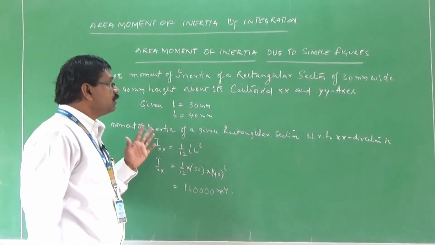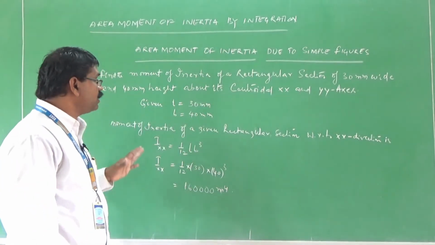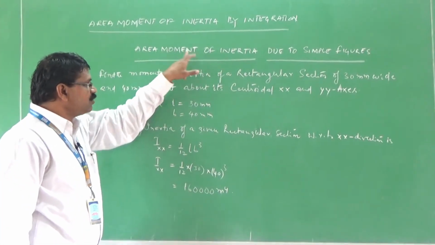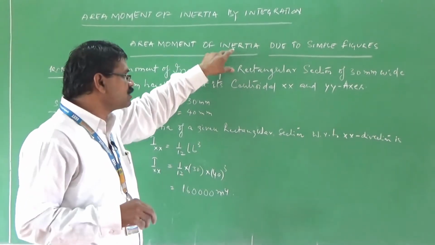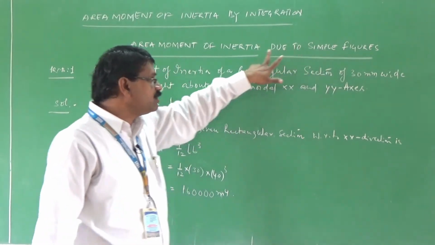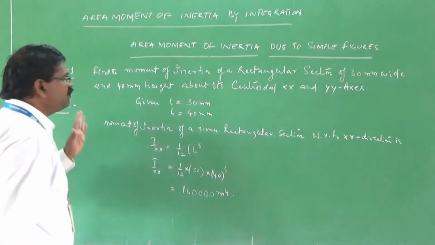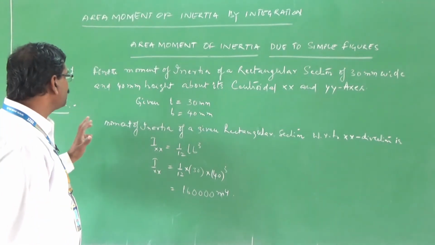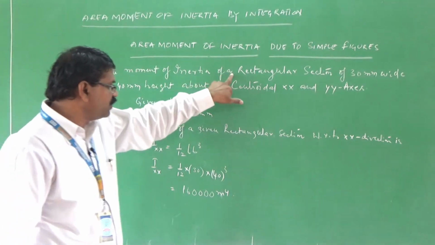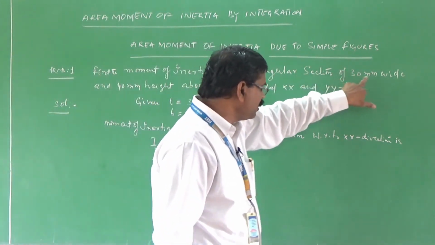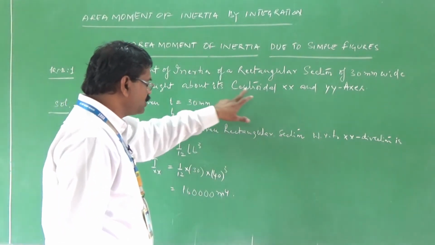If you look at this, area moment of inertia due to simple figures, as I told you previously, is usually calculated with respect to 3 criteria. Number 1 is simple figures, number 2 is composite figures, and number 3 is standard regions. Now, if you look at problem 1, my dear students, I will read out the problem. Find the moment of inertia of a rectangular section of 30 millimeters wide and 40 millimeters height about its centroidal x and y axis.